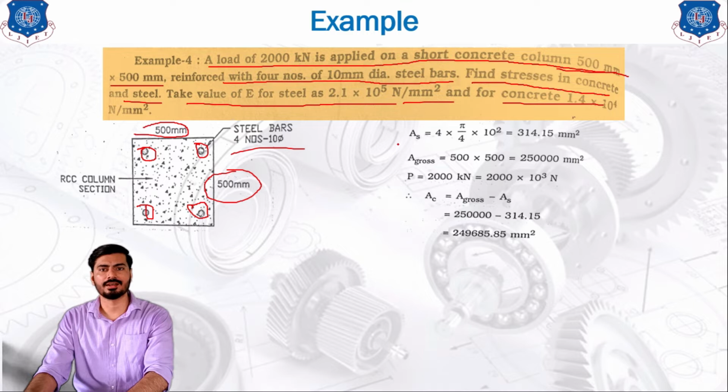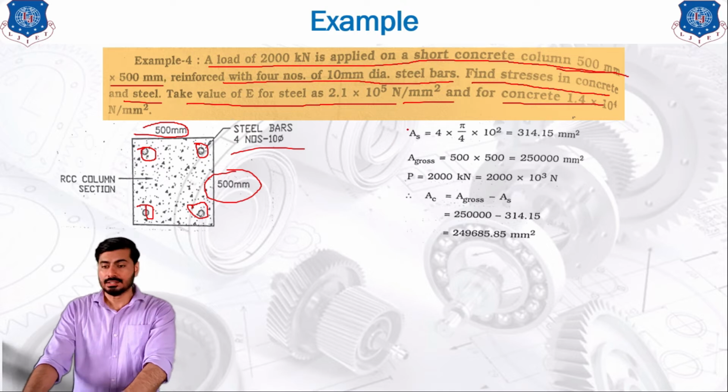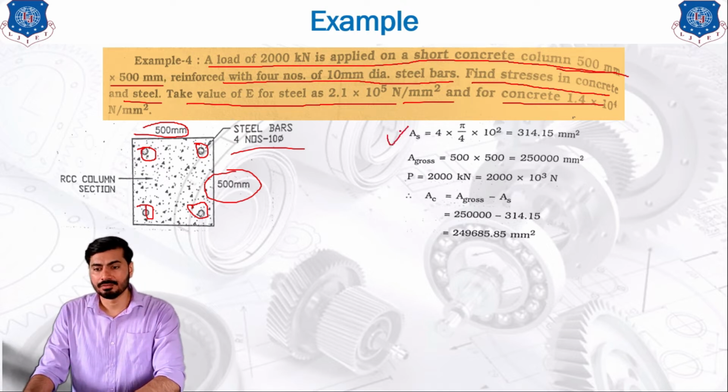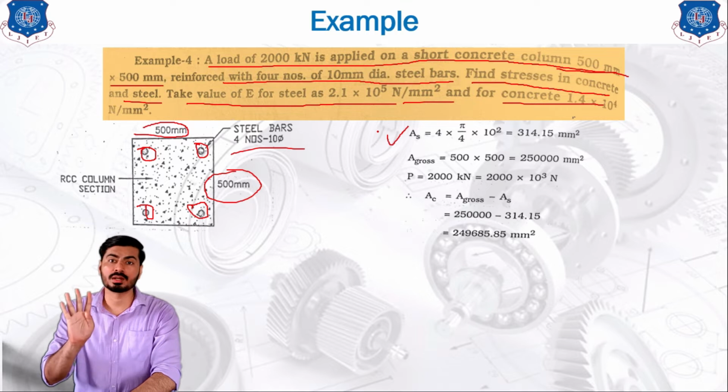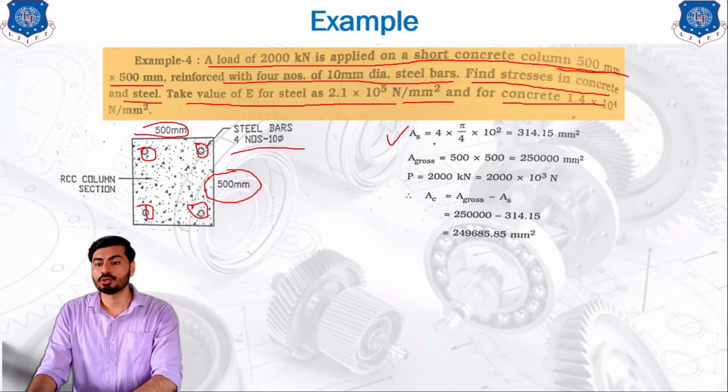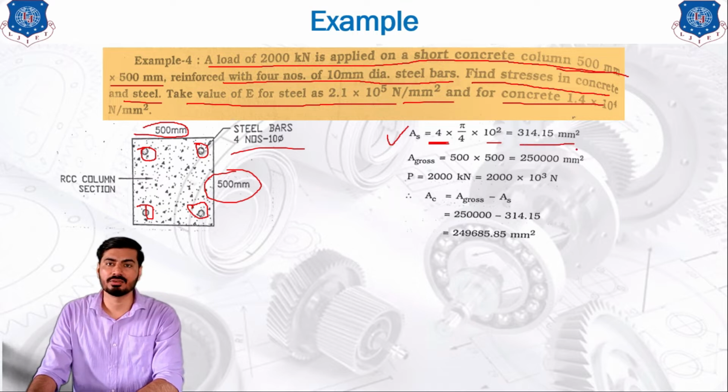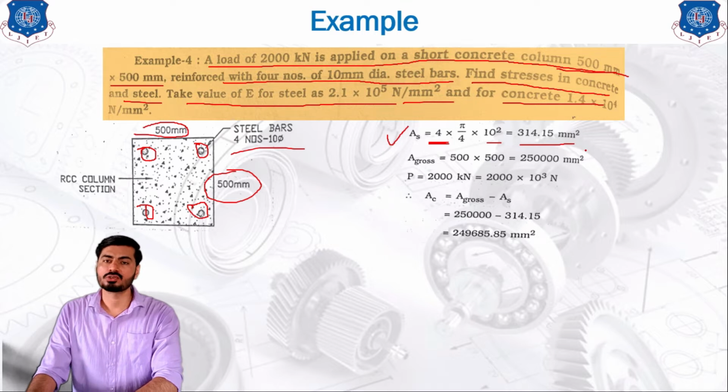We need to calculate stresses in each material, so we have to calculate the area of each material first. In order to calculate the area of steel, we know that 10 mm is the diameter of one steel bar, but there are 4 steel bars, and that is why we are going to multiply the area by 4. So as you can see, 4 into pi by 4 d square, and the diameter is 10, that's why instead of d square we have written 10 square. If you calculate, you will get the answer as 314.5 mm square. Make sure all the dimensions are in mm, so that you will get your final unit as mm square.